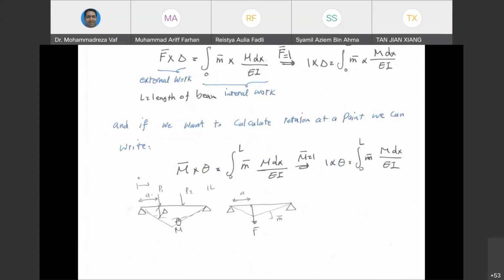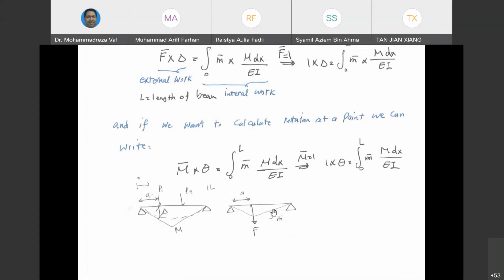Of course, this M is going to vary from left to right of your beam. The right side of your beam is not going to have a constant value, but what is important is that you need to know the bending moment of your beam under the external force. And right now, if you're interested to calculate how much is the deflection at the location of P1, you apply one force at that location.